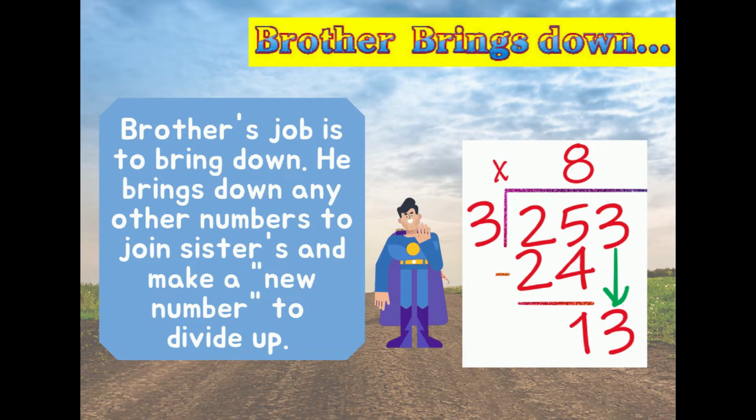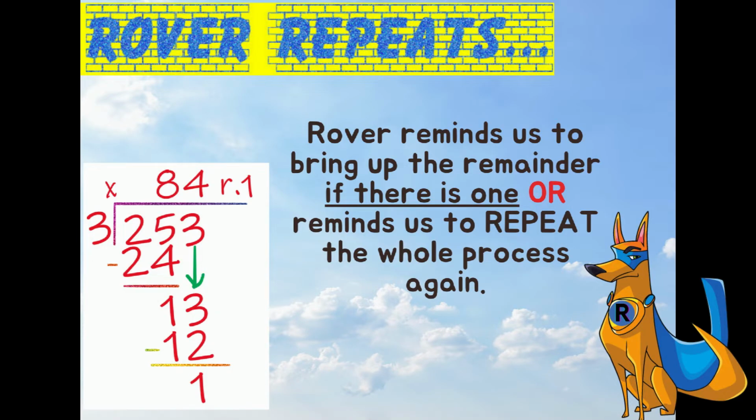I'm Brother. My job is to bring down any other numbers left to divide up. This makes a new number to divide up. Hi. I'm Rover. I remind the family to repeat all of the steps again to solve the problem. If there is a remainder, I remind them to bring it up on the answer line.